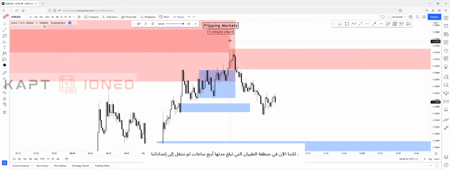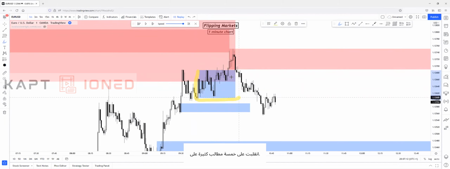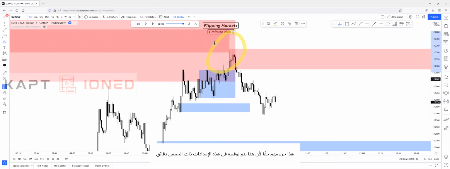Okay, but right now we are in the 4-hour supply zone, and in a 4-hour supply zone we have to wait for a 15-minute or 5-minute change of character, as I told you, right? So a 5-minute change of character happened from this supply zone, and this supply zone flipped the 5-minute demand zone. So we are waiting for this supply to be tapped, and not the 1-minute supply zone that flipped the 1-minute demand zone, because we are inside of a 4-hour zone, right? This is a really important part, because this 5-minute supply zone changed character on this 5-minute demand zone.